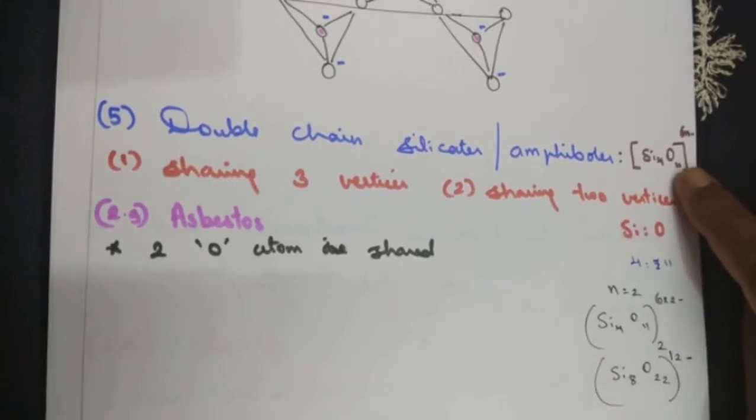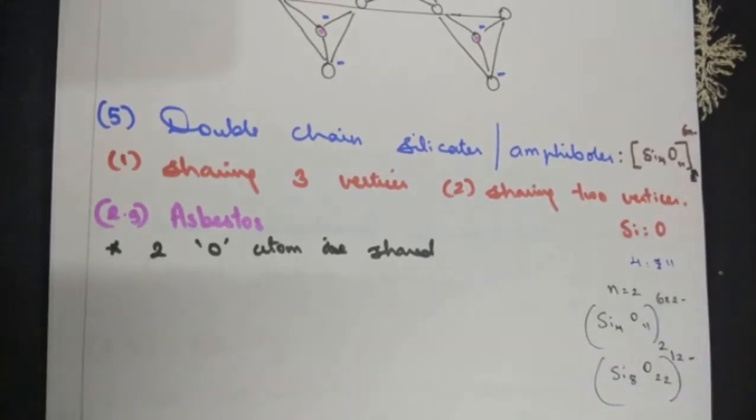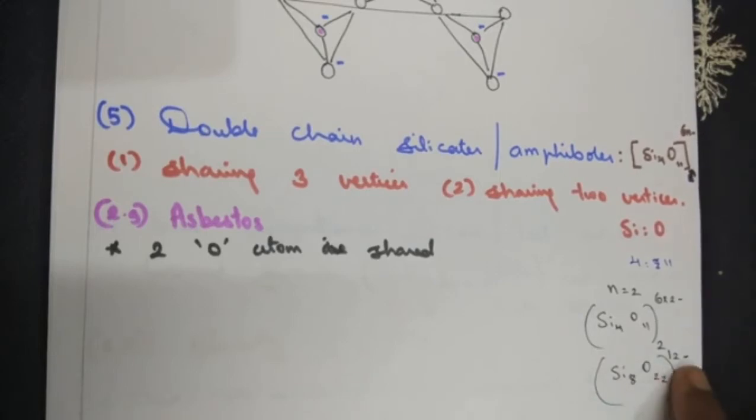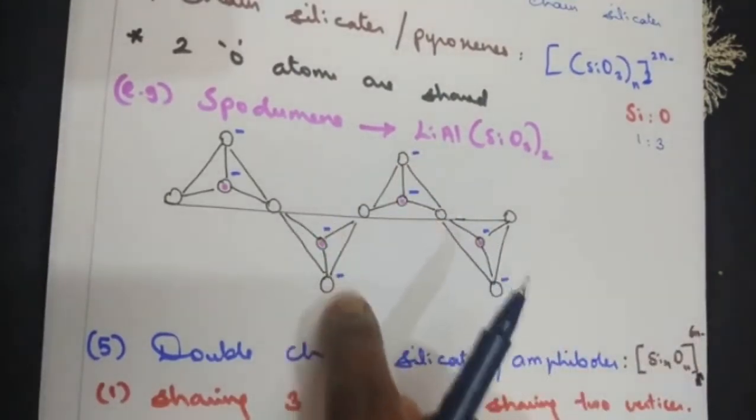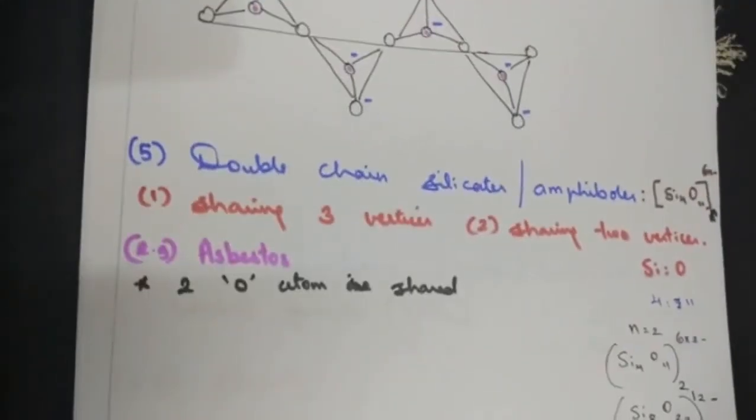So this is how, if they give you the unit formula, based on the value of n, we will have to calculate the charge. So when 8 atoms of silicon are bonded to 22 atoms of oxygen, the charge over them will be 12 minus. You understand how to calculate the charge from the previous structures that you have learned.